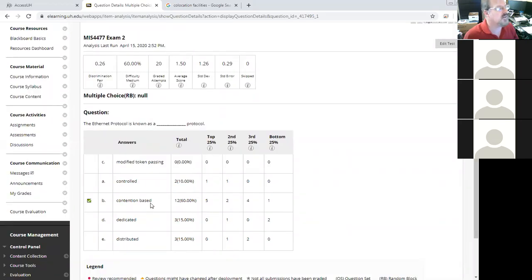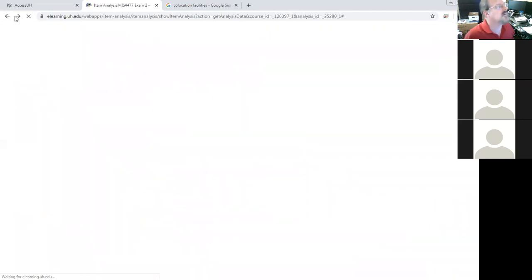Ethernet protocol is known as contention-based. It's not controlled. Ethernet is not a controlled network. It's contention-based. Carrier sense multiple access. That's why we can have things like collisions. Let's see. Any questions on that? I think that was fairly self-explanatory. I think there's a couple of you who didn't take the time to look up the definition of Ethernet.